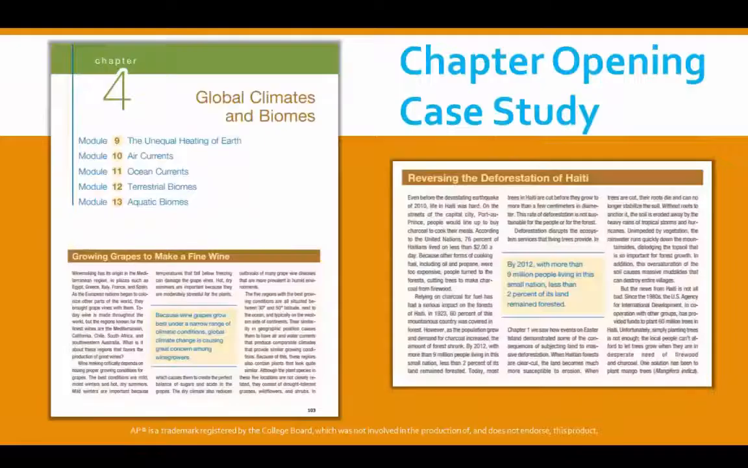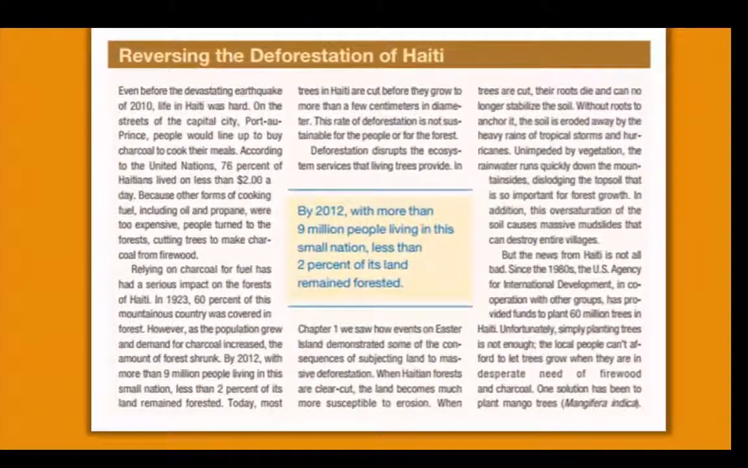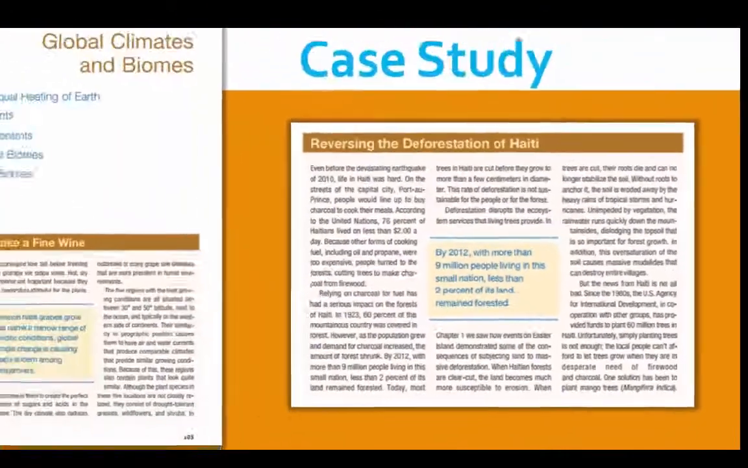The subjects of the case studies will help spark class discussion and are a motivating introduction to the chapter content. The case studies help students think about the environmental challenges and trade-offs that are discussed in the chapter. One case study was even the topic of a recent FRQ.